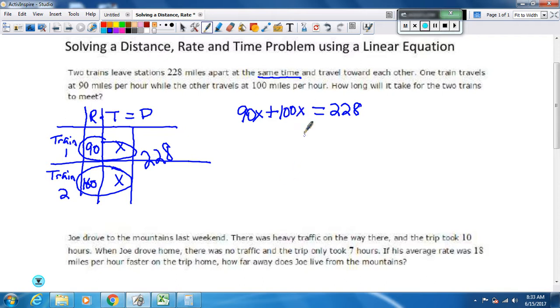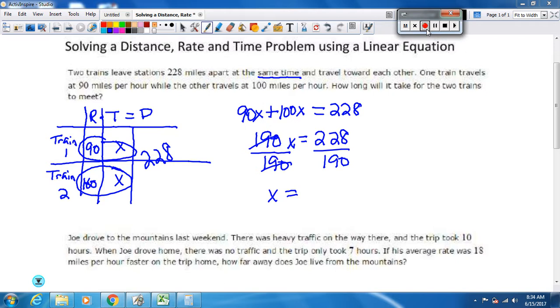And then you solve your equation. So 90 plus 100 is 190. We've got 190x equals 228. Divide both sides by 190. So x is 1.2. And how long will it take for the two trains to meet? So if they're traveling miles per hour, it's going to take 1.2 hours. And that one is finished.